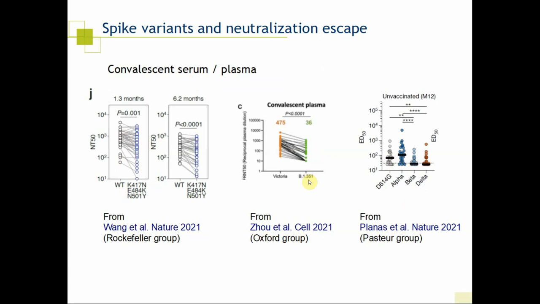B.1.351, that's the beta variant, and compared to the wild type, you lose about a factor of 10 in antibody titer. And these are neutralizing titers, okay? So all of this is testing whether the virus can still infect cells in the presence of antibodies. So there is a significant effect of these variants on neutralization.